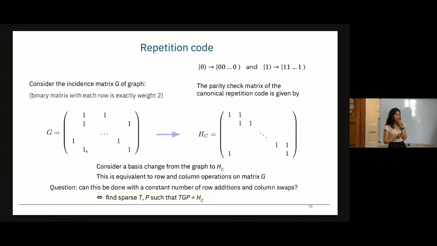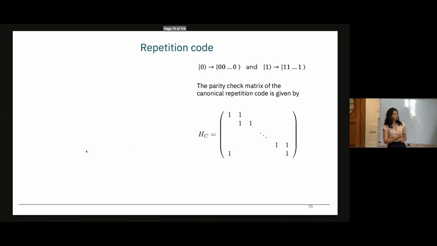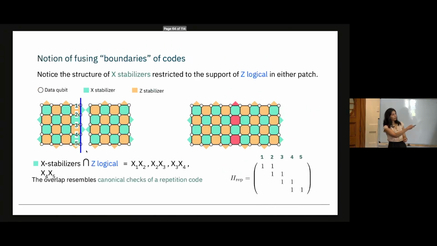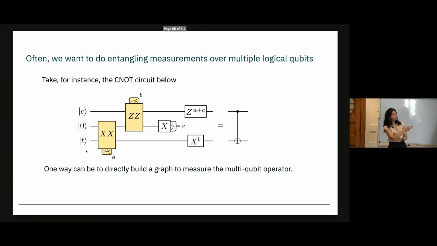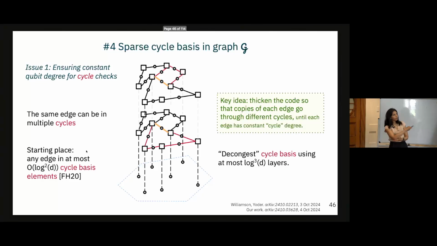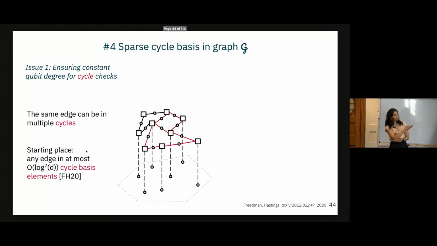So let me see if I remember. You have a cycle basis. Maybe let's go back to the correct slide. That's a while ago, but if people remember, there was a graph where I have an edge that can show up in multiple cycles. That's this orange edge here. These cycles are generated by some basis, so we can begin with a basis where you have an edge in log squared D cycles. If we want to use the decongestion strategy, we definitely needed log squared D to begin with, because each edge is in log squared D cycles.